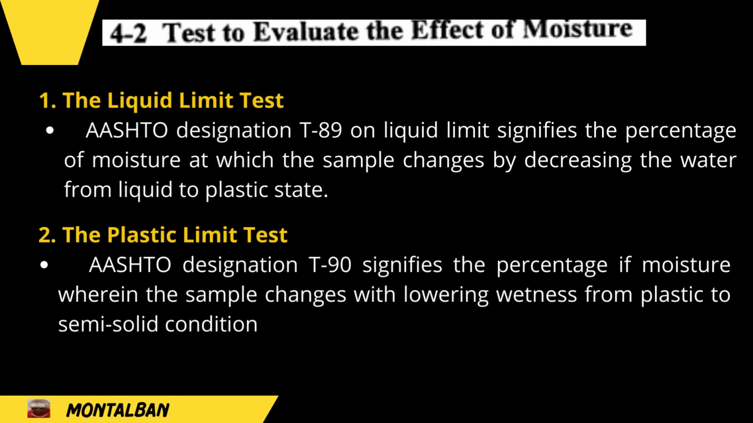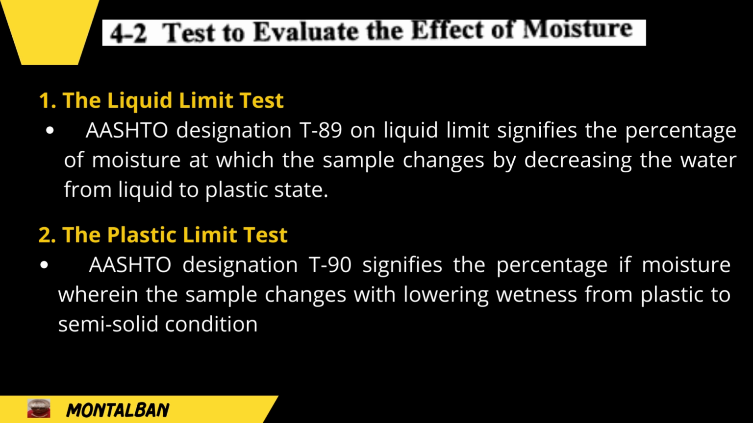Next is the test to evaluate the effect of moisture. Consistency of the soil varies from semi-solid to plastic, then to liquid if water content is increased. First is the liquid limit test. The AASHTO designation T89 on liquid limit signifies the percentage of moisture at which the sample changes, by decreasing the water, from liquid to plastic state.